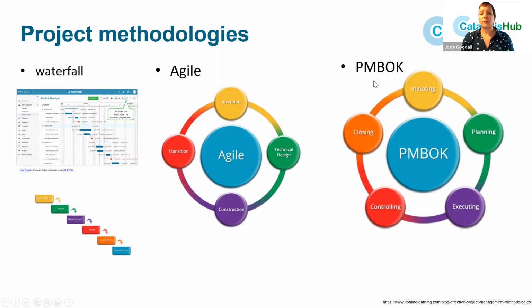PMBOK is the project management body of knowledge, and this is very popular in the US. It has 5 processes in a project, which are initiating, planning, executing, controlling, and closing. But within those 5 processes, there are 10 areas for the project manager to manage, which are communications, cost, human resources, integration, procurement, quality, risk, scope, stakeholders, and time. So every project has these 5 steps and 10 things that you need to manage to achieve the project.